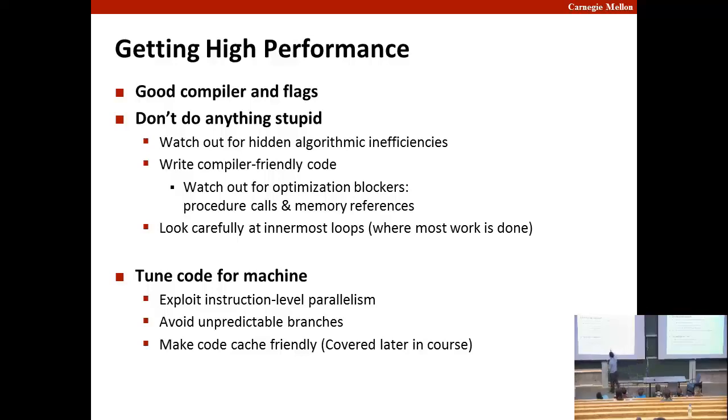Exploit instruction-level parallelism. Avoid unpredictable branches. We prefer branches that are taken, or things that can be easily predicted by a statistical predictor. And make code cache-friendly. Any questions?